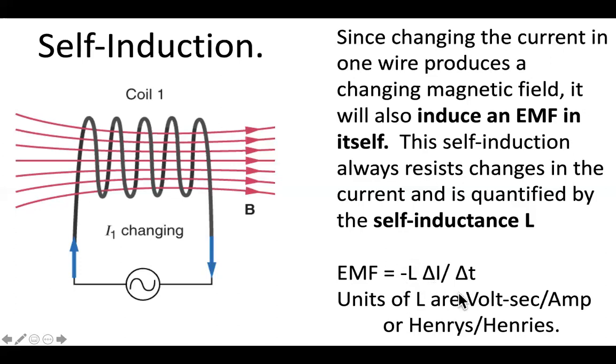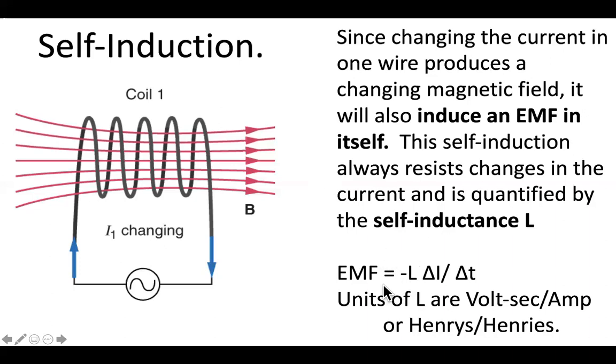Note L has units of volt seconds per ampere. This is not ohms, that's volts per amp. It's something different. It is called, because everything has to have a name, a Henry. And different circuits, different current loops have different inductances, or Henrys.